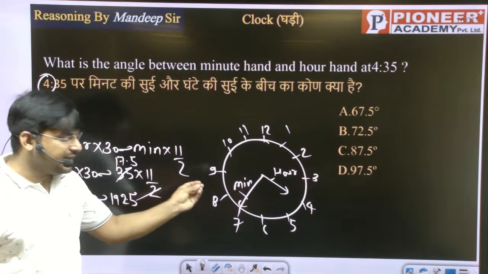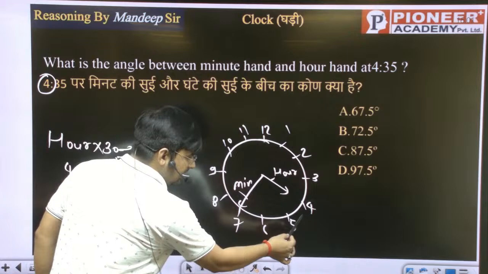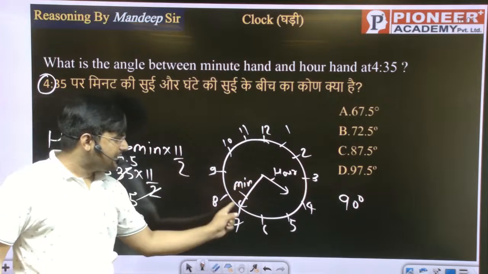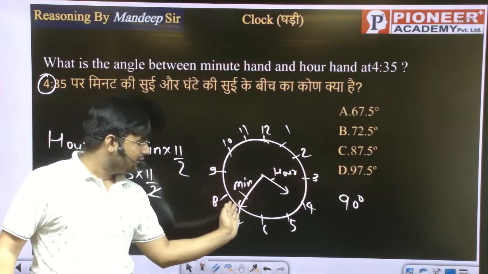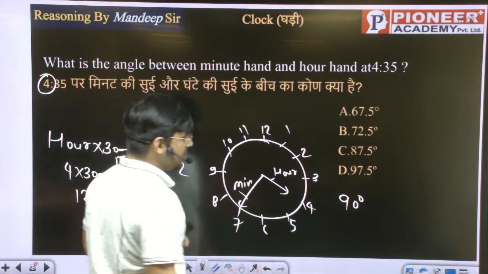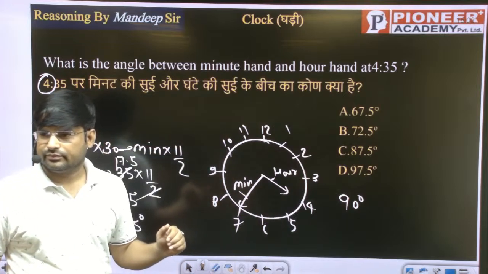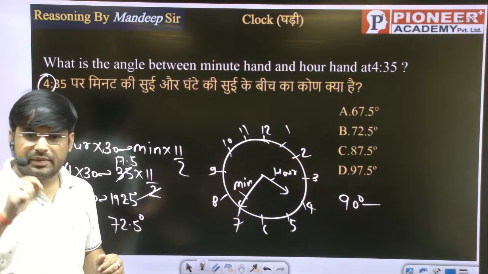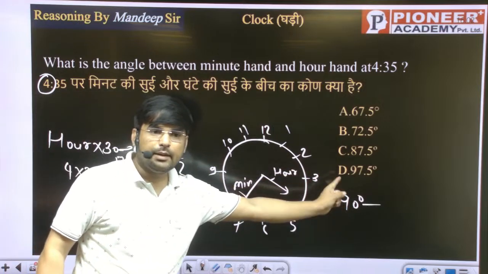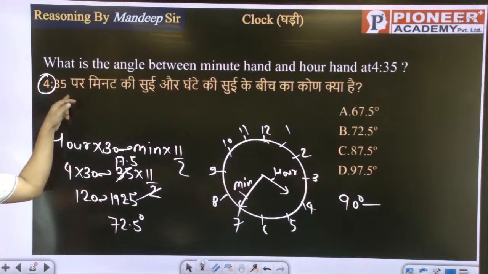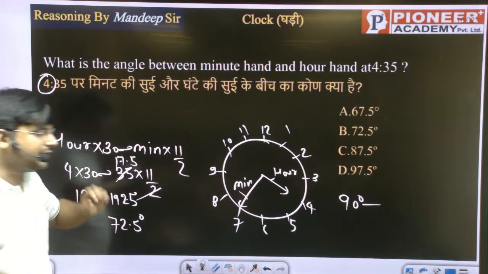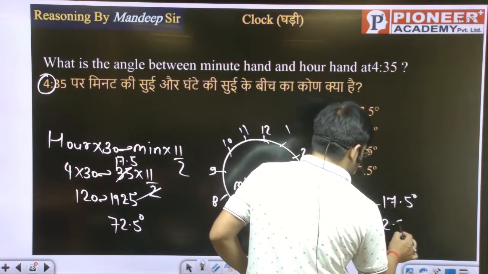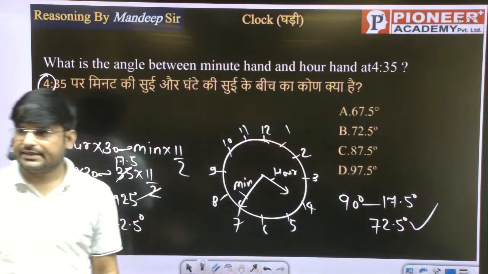So how many degrees between the minute hand and the hour hand? 30, 30, 30. It's 90 degrees. And the hour hand is behind the minute hand. Behind means before, so we will do minus. If the hour hand is before the minute hand, then we will do minus. How many degrees? Half of the minute. Minute is 35. Half of 35 is 17.5. So it's 72.5 degrees. Is it clear?